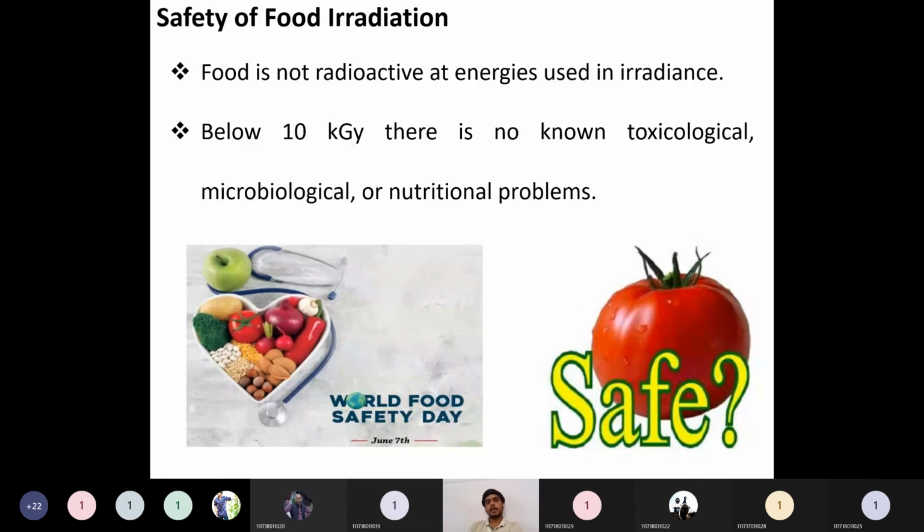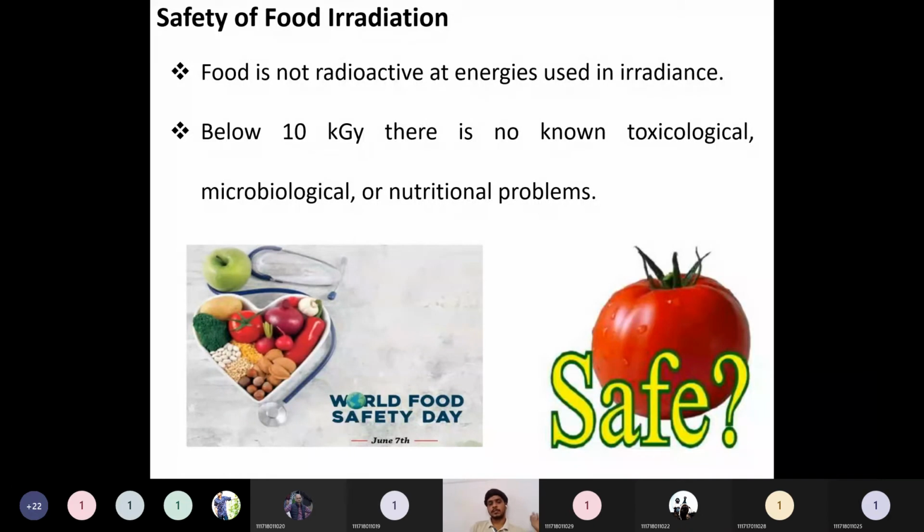The safety: how safe is this irradiated food? Food is not made radioactive by the radiation energies used in this irradiation process. Whatever radiation we are using, they are not at all making that food a radioactive material. So somewhat we can say it is safe.